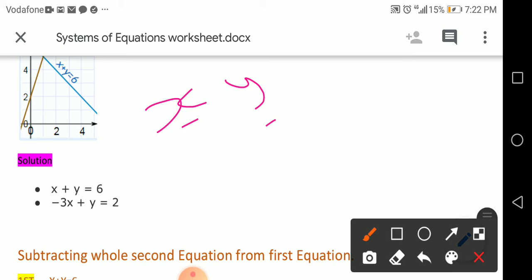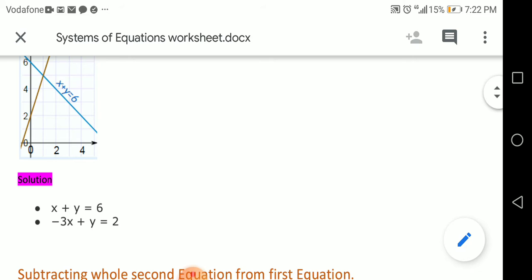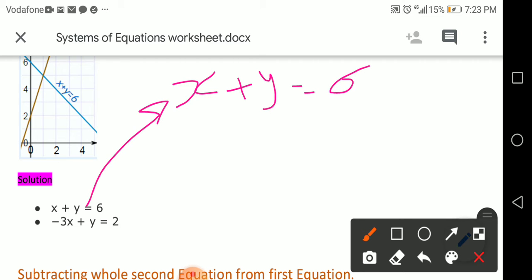Okay, guys, what do you think here? I have positive y here and positive y here. Let's get rid of this positive y. So I'm going to subtract the second equation from the first one. Or in other words, I can say x plus y equals 6, the first equation. The second equation, negative 3x plus y equals 2.